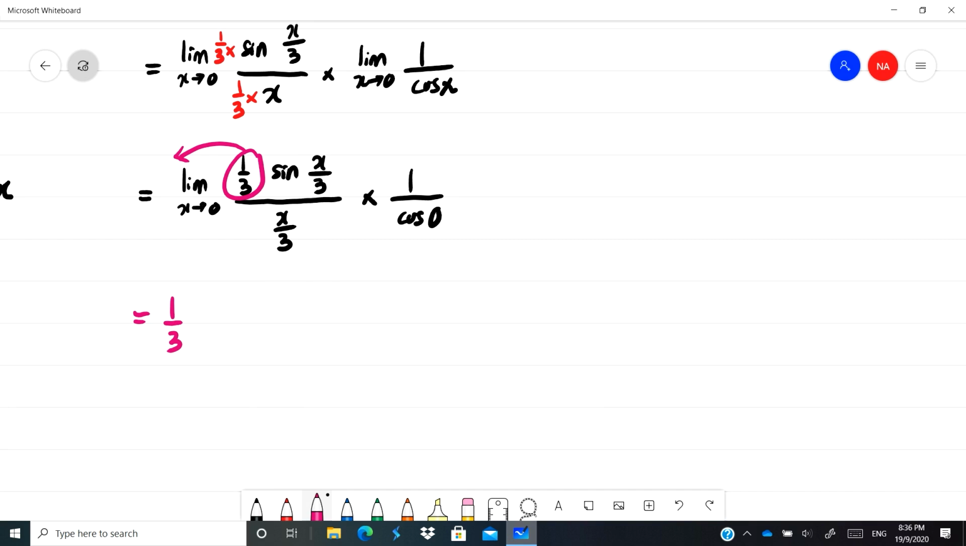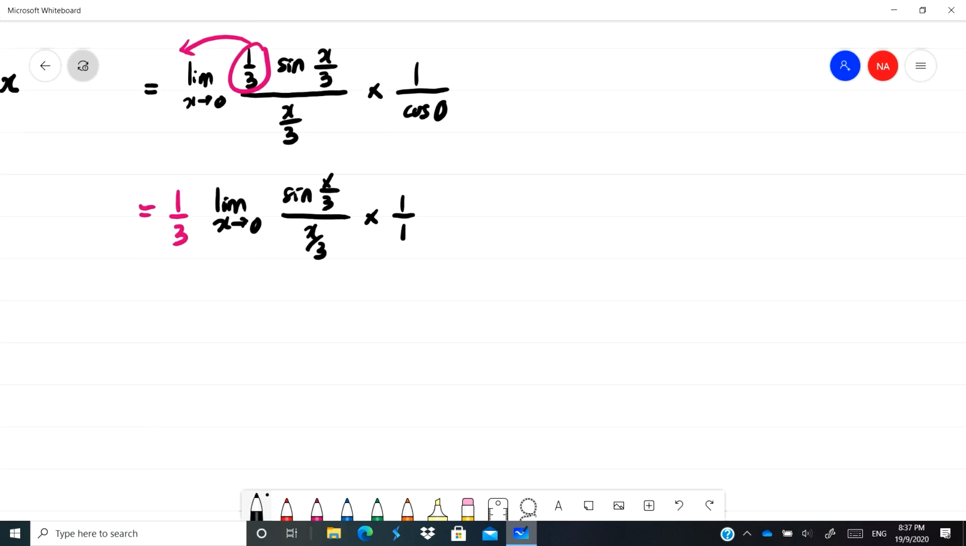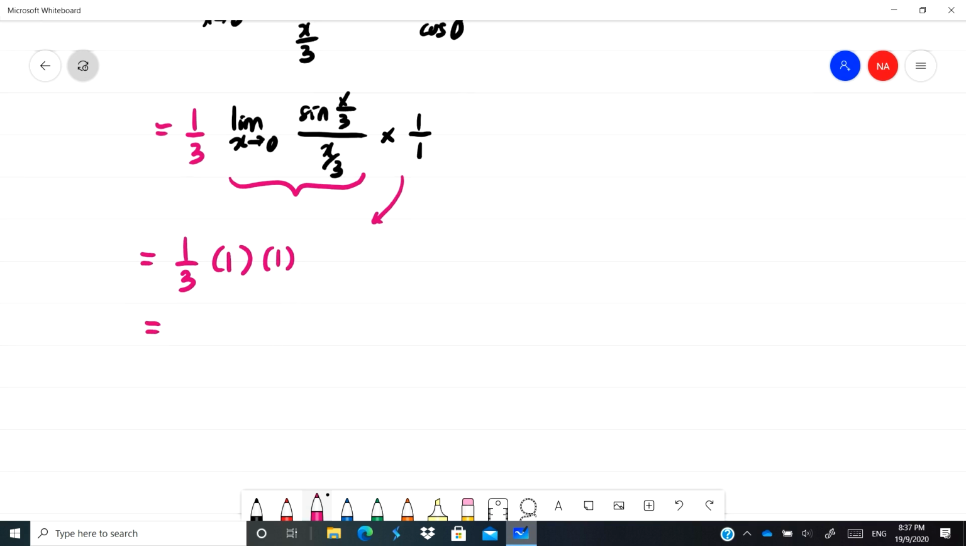So the limit as x approaching 0 of sine of x over 3 over x over 3 multiplied by 1 over 1. 1 over 1 is 1. This part will use the squeezing theorem, so the final answer will be 1. So that one will be 1 by the squeezing theorem, and the last part will be 1 here. So 1 over 3 multiplied by 1 multiplied by 1. Your final answer will be 1 over 3.